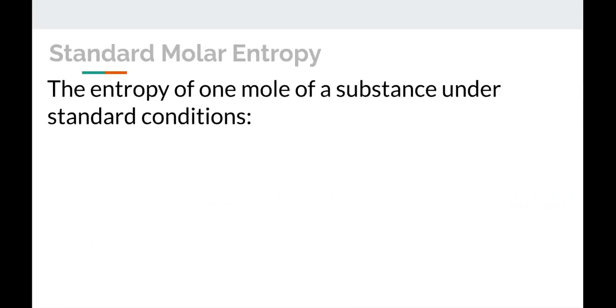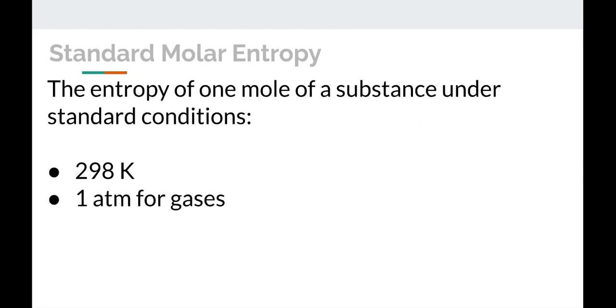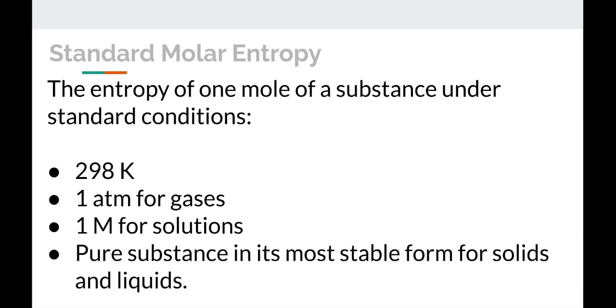The standard molar entropy is the entropy of 1 mole of a substance under standard conditions. Here are the standard conditions: 298 kelvins, so that's approximately room temperature, 1 atmosphere for any gases that are involved. If there's a solution, its concentration is 1 mole per liter. And for any solids or liquids, we're talking about the pure substance in its most stable form.